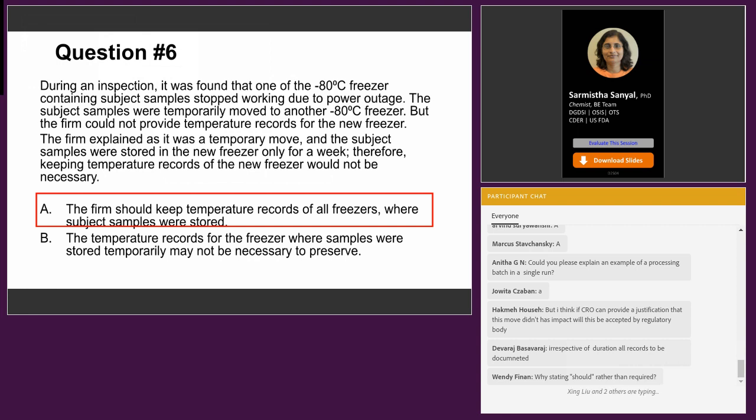So I see some of the comments, and yeah, those are really good ones. Irrespective of duration, all records should be documented.